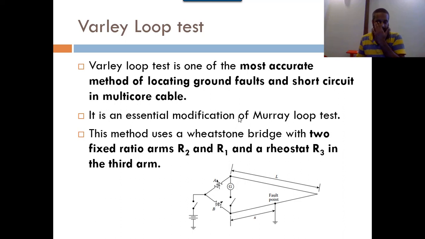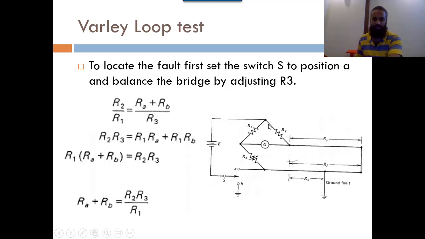The second way of detecting the fault is the Varley loop test. It is basically a modified version of the Murray loop test, and it is much more accurate as compared to the Murray loop test. The basic circuit diagram of this test is like this one. Now we are using three resistors R1, R2 and R3, and we are going to calculate the fault, and this fault is a ground fault.